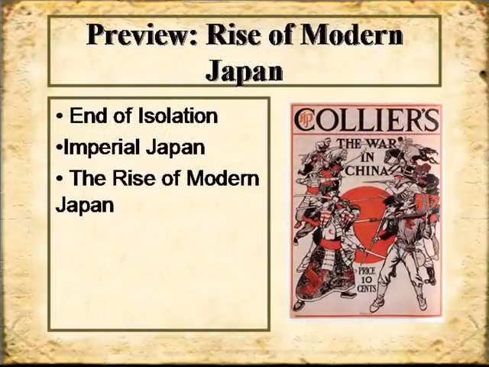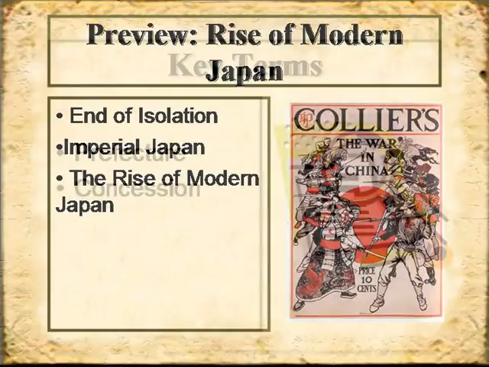Just a couple of things to preview really quickly: we're going to talk about the end of isolation of Japan, take a look at imperial Japan, and finally the rise of modern Japan, and how that led into an ultimate conflict with the United States in World War II.